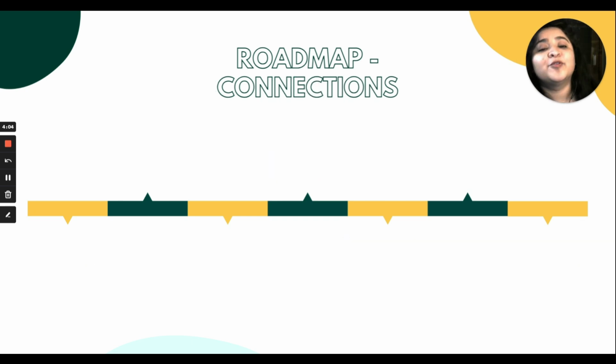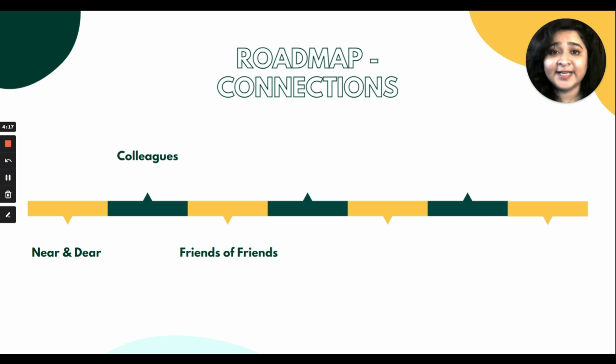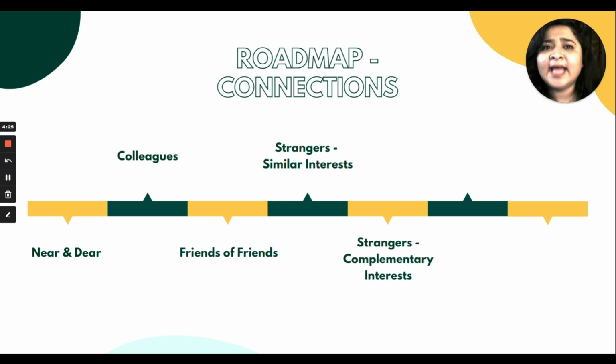The next is our roadmap to build connections. You can follow this entire conversation roadmap by starting with near and dear ones, then with your colleagues, then with friends of friends, and then with new people, strangers, but still people with similar interests as you. Next, try people with complementary interests. Then look at something bigger, things that you have probably never done before.